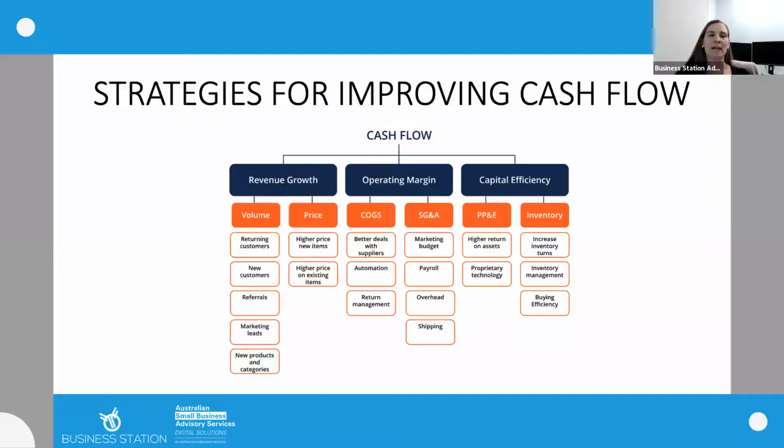Okay, so now we're going to get into some strategies for improving cash flow. Once you've mapped out your cash flow and you're all set up to track it, you'll identify if and when you need to improve it. So whether there's a profit or a loss showing on your cash flow statement, you should still look at ways of improving it, because that will equate to more profit for you. The strategies for improving cash flow fall into one of three categories. Now, there's revenue growth, there's operating margins, and there's capital efficiency.